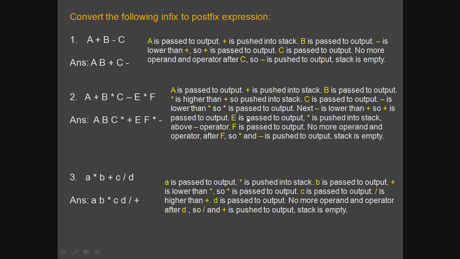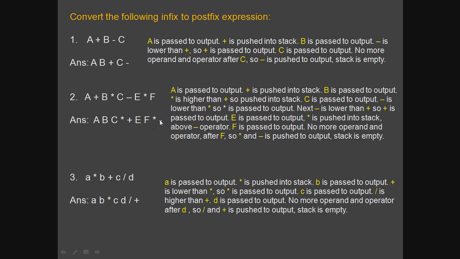Then again E is read and then it is passed to the output since it is an operand. Then the star symbol is read and pushed into the stack because star is higher than minus, right? So the star symbol will be on top of the minus symbol. Then F is read and F is passed to the output.